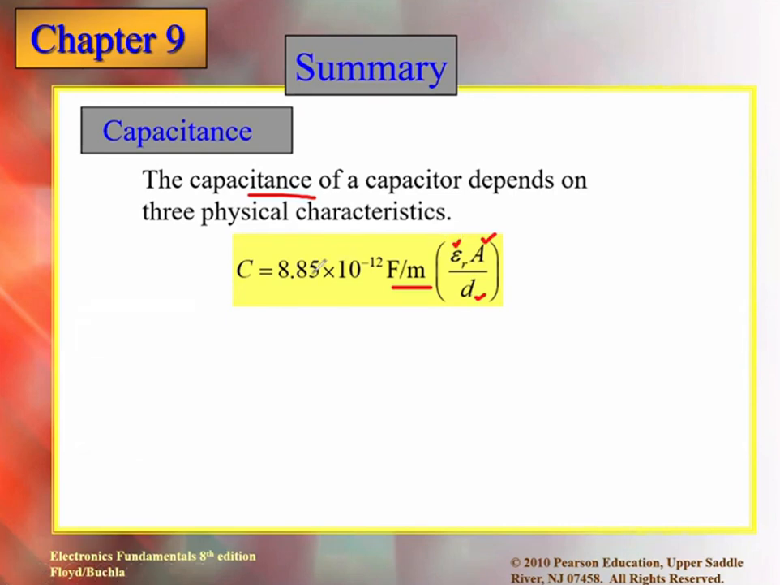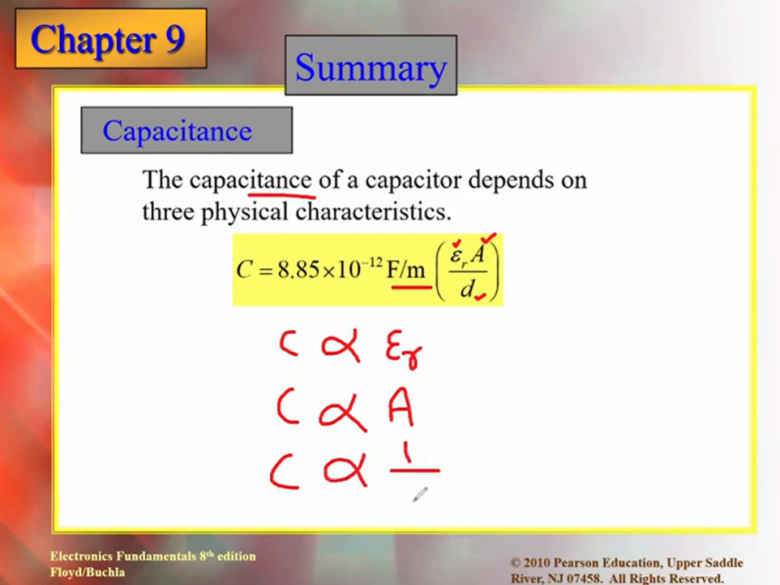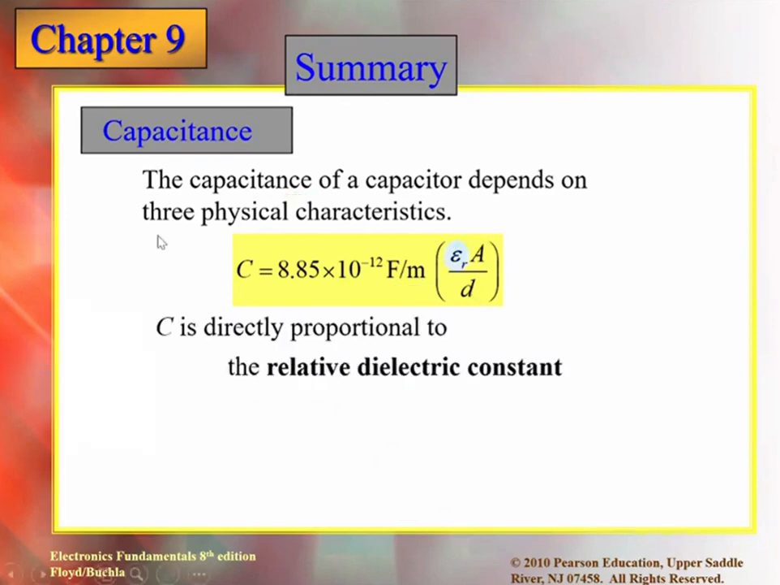You know these things. So from this relation, we can say capacitance is directly proportional to epsilon R. Capacitance is directly proportional to the area, right? More area, more capacitance. And it is inversely proportional to the distance between the plates. The point is, the less the distance, the more the capacitance. So you know these formulas already.